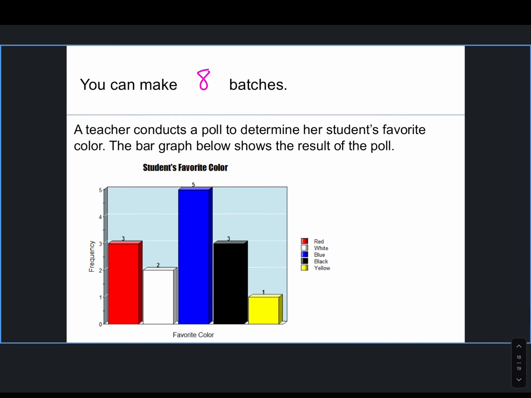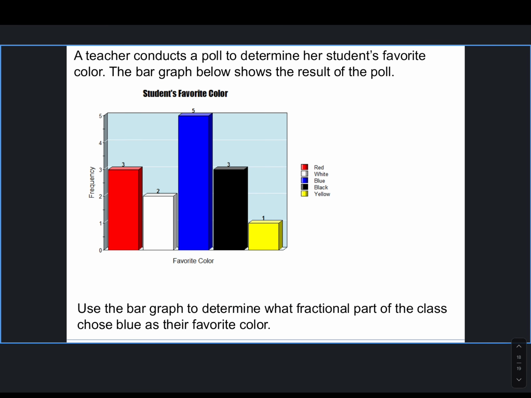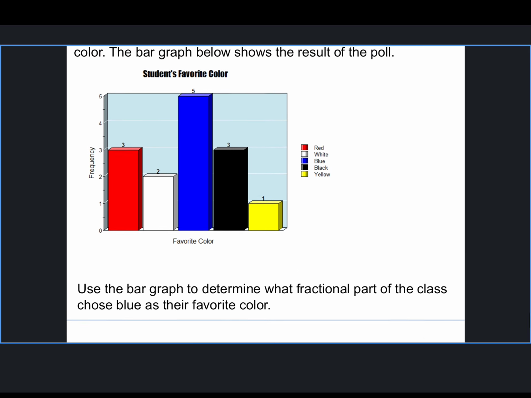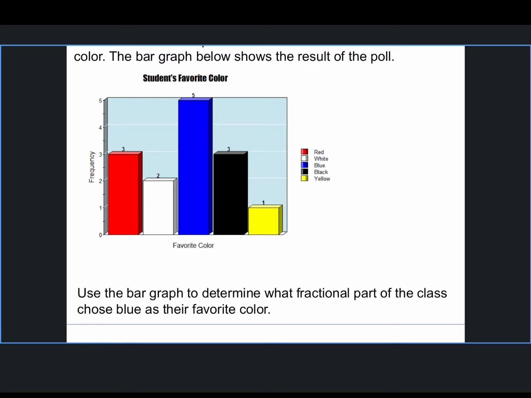Okay, last example. A teacher conducts a poll to determine her student's favorite color. The bar graph shows the result of the poll. Notice that red is 3, white is 2, blue is 5, black is 3, and yellow is 1. So, what fractional part of the class chose blue as their favorite color? Okay, so chose blue. Blue is 5. 1/5.